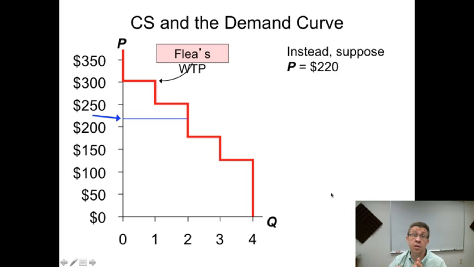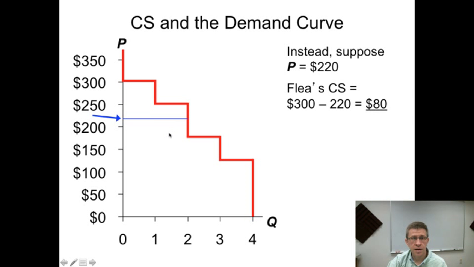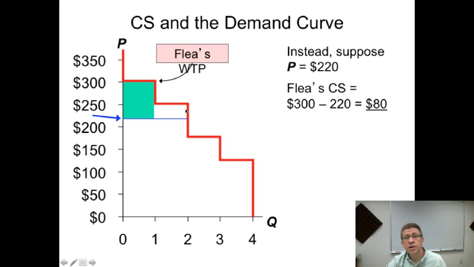But what happens now at a lower price, $220? At a price of $220, how many people are buying the iPod? I'm hoping by this point in the course with our demand curve, you'll know that at $220, now we have 2. Flea would buy it and Anthony would also buy it. So two people buy it. Flea is one of them.